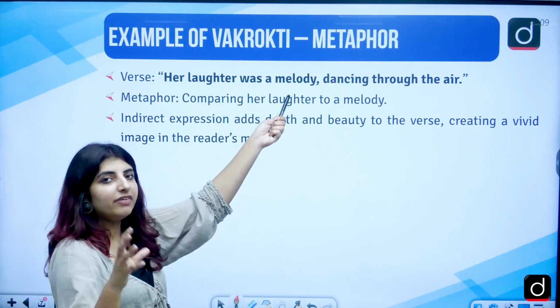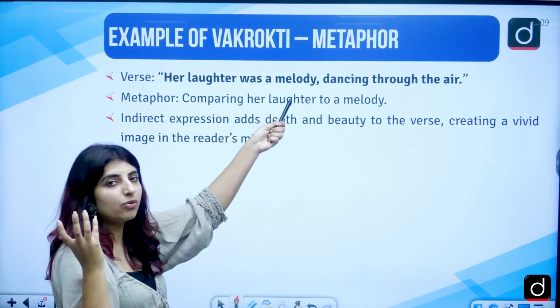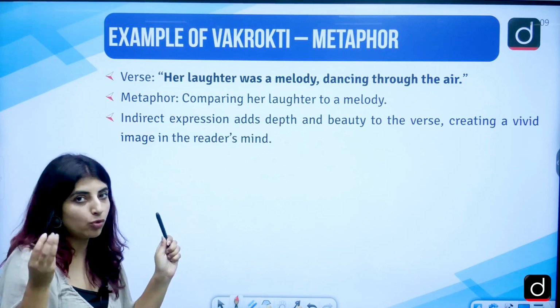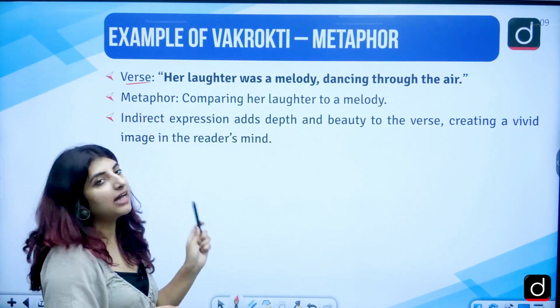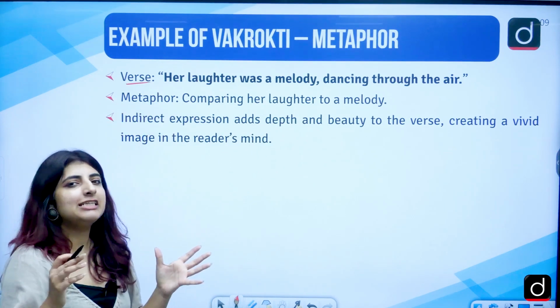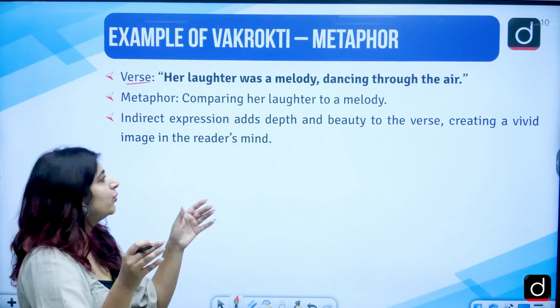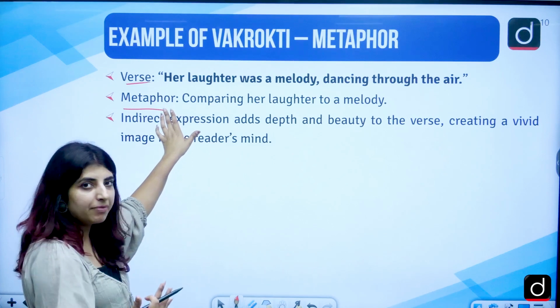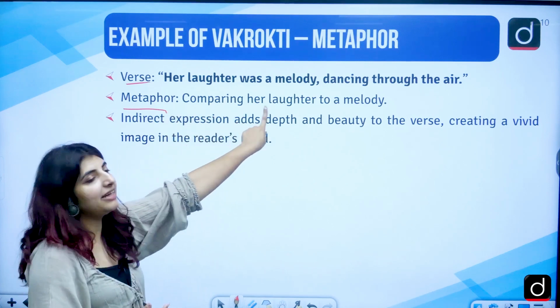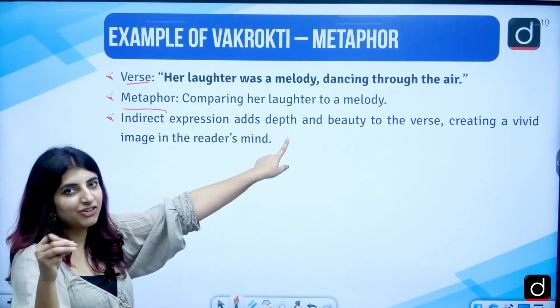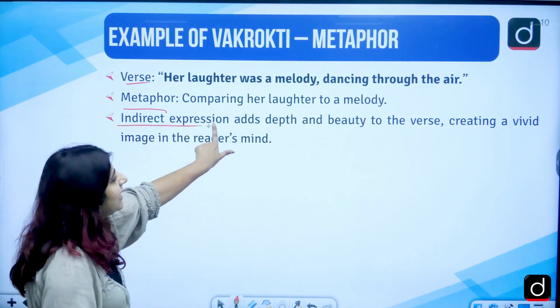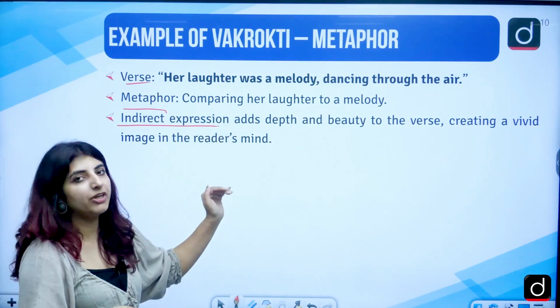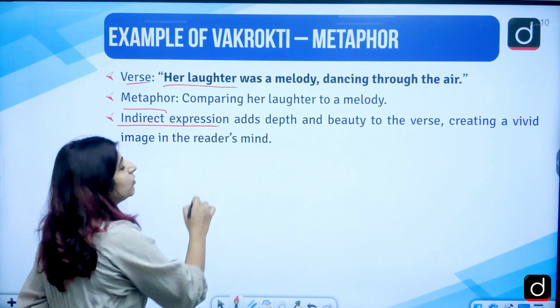So first of all, we are going to take an example of Vakrokti using the metaphor, Rupaka, right? The verse is, "Her laughter was a melody dancing through the air." So metaphor is used in here. Of course, implicit comparison, comparing her laughter to a melody, song, humming. Indirect expression adds depth and beauty to the verse. Her laughter was a melody.